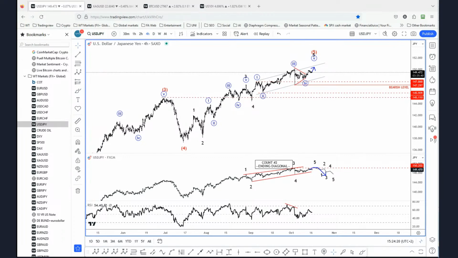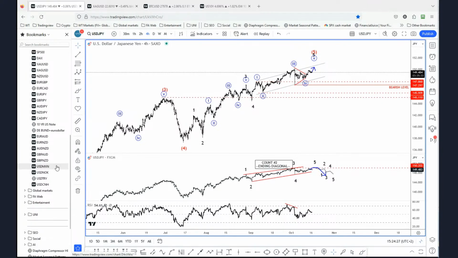Okay, so we covered crude. Now let's take a look at dollar Mexican peso first.